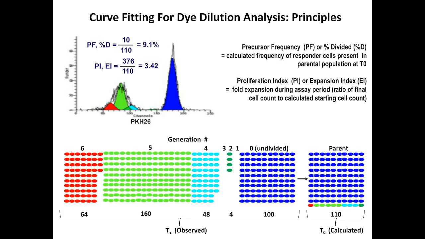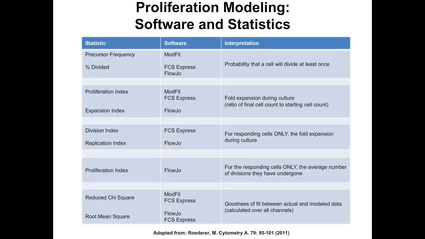So I will caution, this is just a quick slide to indicate that what we just described as a precursor frequency is called precursor frequency in ModFit, but in FCS Express and FlowJo it's called percent divided. The proliferation index is the term used in ModFit and FCS Express, but the expansion index is the term used in FlowJo. So there are differences between software as to what each of these terms, or each of these calculations, is called. Mario Roeder has a great article in Cytometry A that addresses much of this, but that's just a caveat and a word of caution.